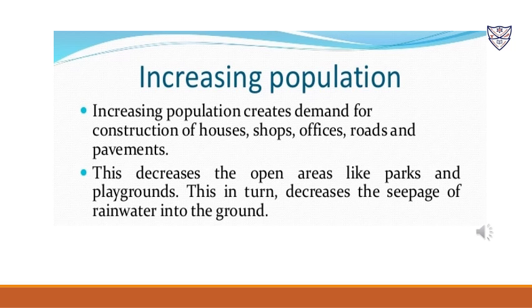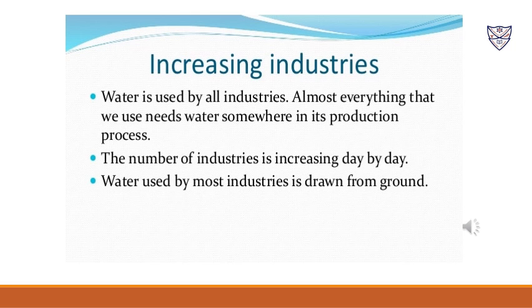Increasing population is one of the leading causes for depletion of water. Because we create so many houses, shops, offices, roads, and pavements, the area for seepage of water is less. So the water table will be depleted. Now, as urbanization is increasing, the industries are also increasing, and almost whatever industry we look at, it requires a high quantity of water for production processes. This water is generally drawn from the ground, so this also contributes to the depletion of the water table.